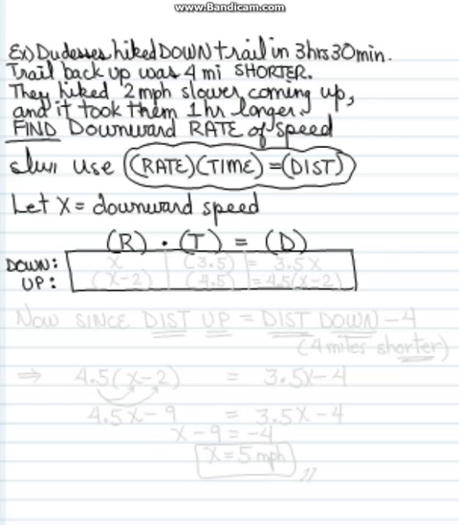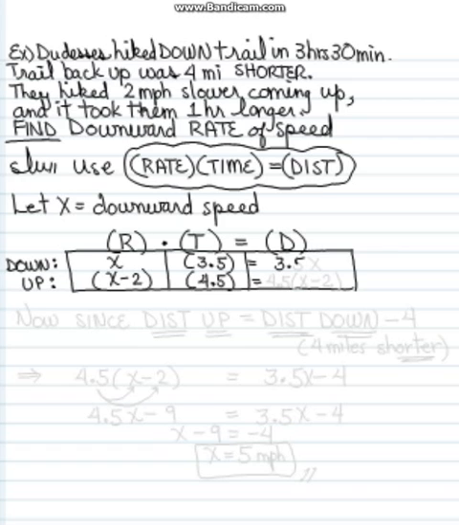We said that x equals the downward speed, so the rate of speed for the down trip is going to be x. And they told us that it's 2 miles per hour slower coming the other way, so the rate of speed upward is x minus 2. The amount of time that they traveled downward was 3 hours 30 minutes, so it's 3.5 hours. And they said that coming back was 4 miles shorter. The trail back up was 4 miles shorter, but that's not what's relevant. What's relevant is that it took them 1 hour longer than the 3.5, so that's 4.5 hours coming back up.